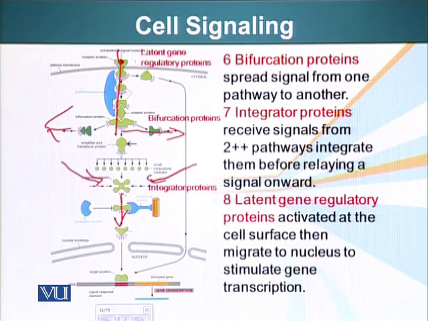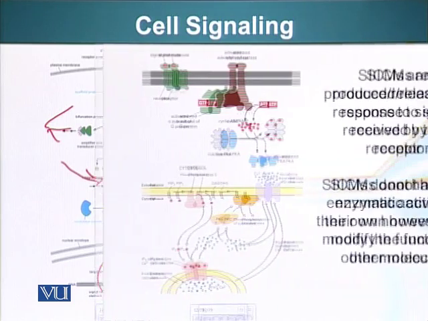There's another type of protein called latent gene regulatory protein. This is activated at the cell surface. When the receptor becomes activated, it activates such proteins. They are activated at the surface and migrate to the nucleus, where they stimulate production of specific messenger RNAs because they recruit the transcription factors at a specific location on the DNA.